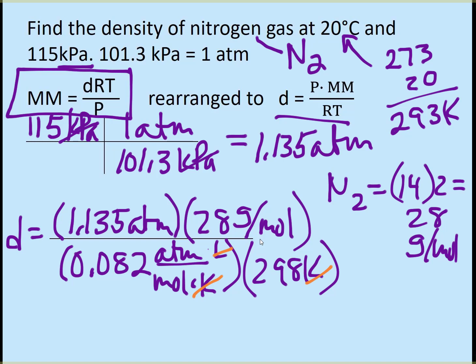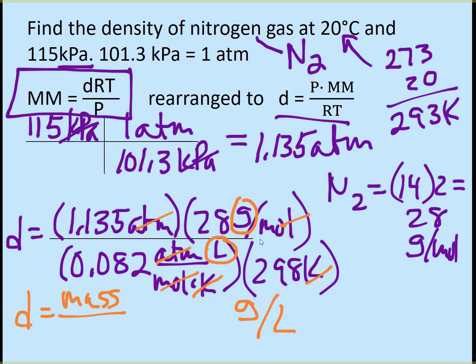Whoops, liters doesn't cancel. Atmospheres. And is that all I can do? Moles. There we go. So notice what's left. What's left is grams divided by liters. So that is a density unit. Remember, density is mass over volume. And so I should have two units, a mass unit divided by a volume unit.